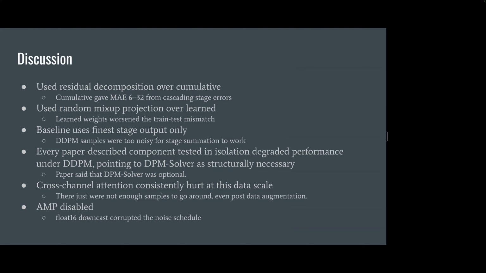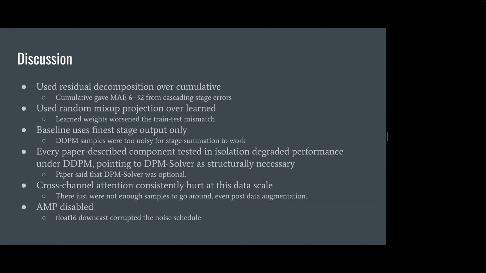Next, the original paper used a learned projection. We replaced that with a random projection for every forward pass. The learned weights actually made the train-test mismatch worse, so random fixed the distribution gap. Third, our final baseline only uses the finest stage output. The DDPM samples from the coarser stages were just too noisy, which caused poor performance.